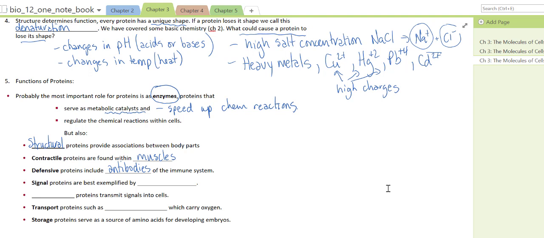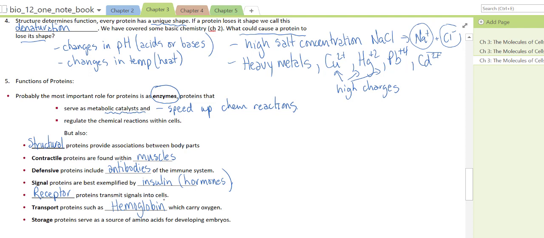We have signal proteins, which are best exemplified by something like insulin. We commonly know these as hormones. They signal chemical reactions to take place. We also have receptor proteins, which we've seen through cell transport, or will see coming up. Receptor proteins transmit signals into cells, and they sit on the surface of our cell membranes. We have transport proteins. A good example would be hemoglobin, as it transports oxygen throughout our body.